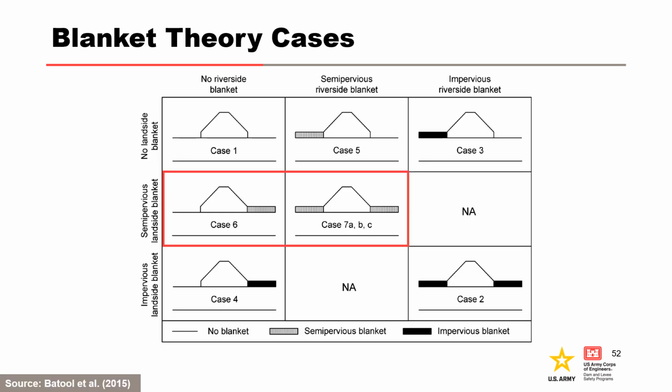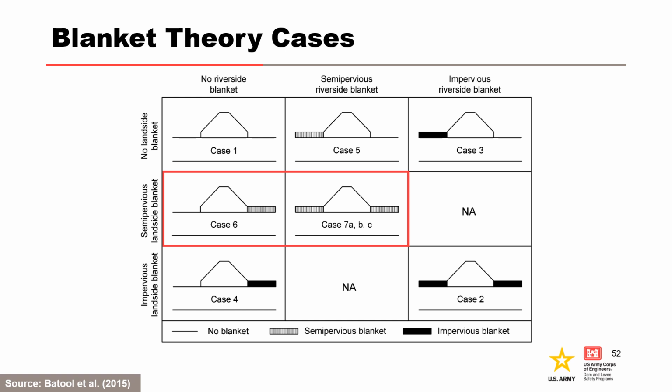The blanket theory cases are summarized on this slide. Riverside boundary conditions can include no riverside borrow pits or seepage blocks, a seepage block, which is an impervious boundary, or a riverside borrow pit, which provides an open seepage entrance, depending on the case. Landside boundary conditions can include a blanket extended infinitely landward, a seepage block or impervious boundary, or an open seepage exit, again depending on the case.